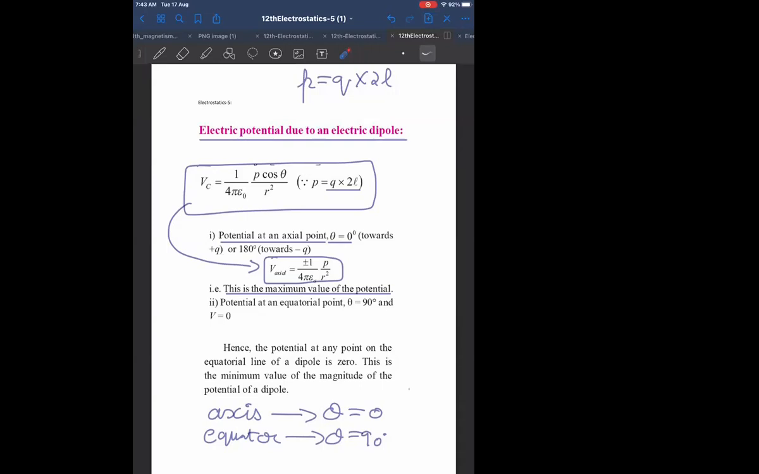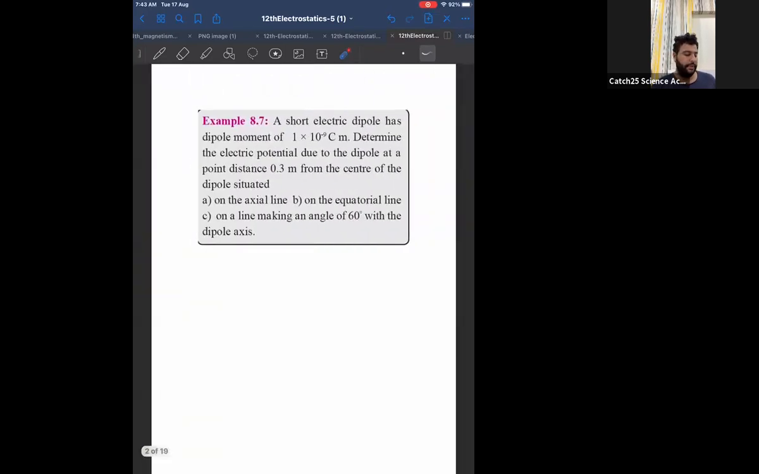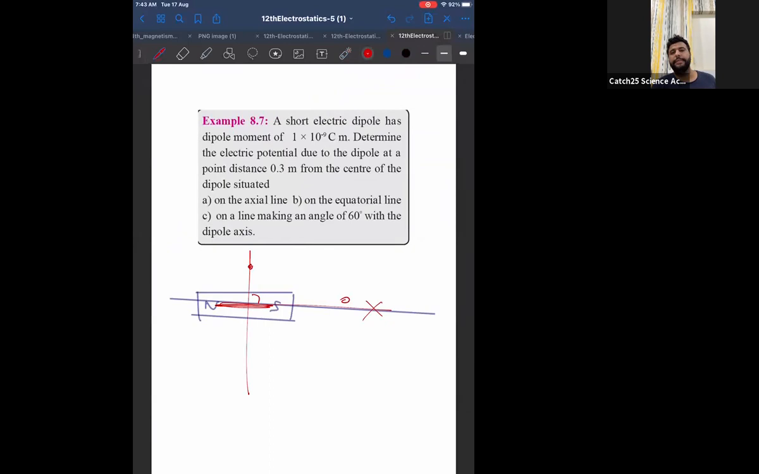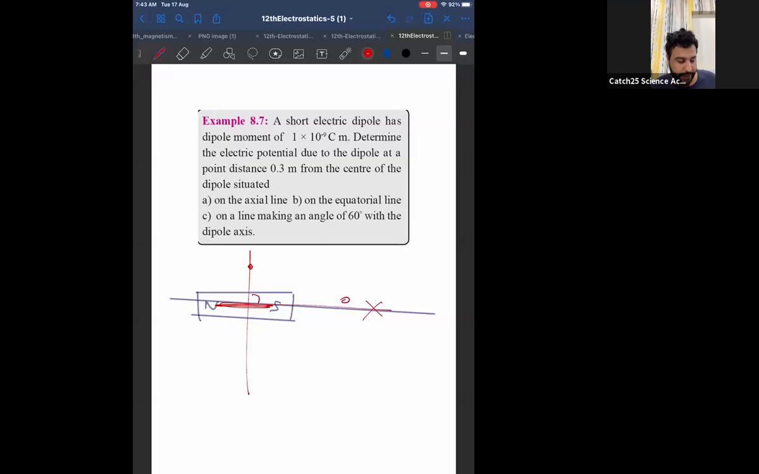Sir, the angle which we are taking for axis and equator, what is it with respect to? Center of the dipole. For example, in magnetism also, if I had a magnet, this is north pole, this is south pole, and any line passing through north and south pole is the axis. Now, if I take any point on the axis, the angle it makes with the dipole itself is 0, and any point on the equator, angle will be 90. This is with respect to magnet. With respect to electric dipole will be minus Q and plus Q. Same logic.